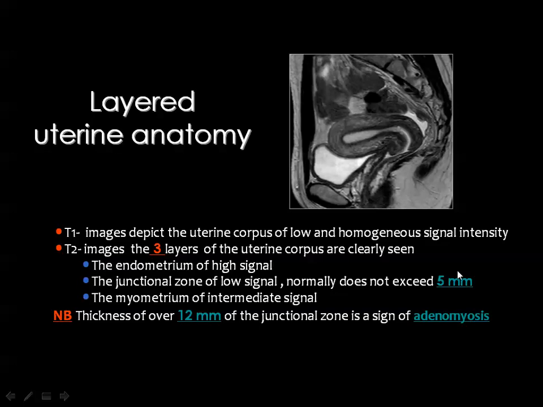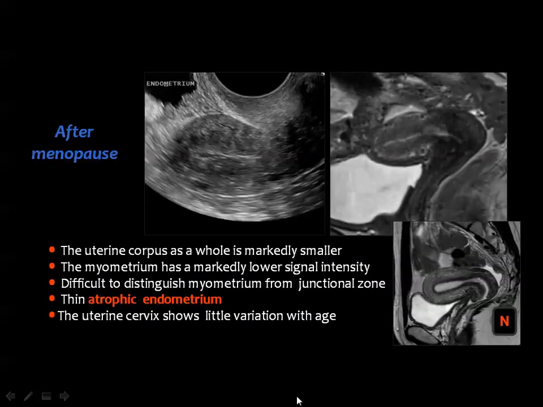And one of the important items here is to look for the thickness of the junctional zone, which is also helpful in diagnosis of some uterine pathology, especially adenomyosis. When you see the junctional zone, which should not exceed 5 millimeters, if it is more than 12 millimeters, you are sure that you are dealing with uterine adenomyosis.